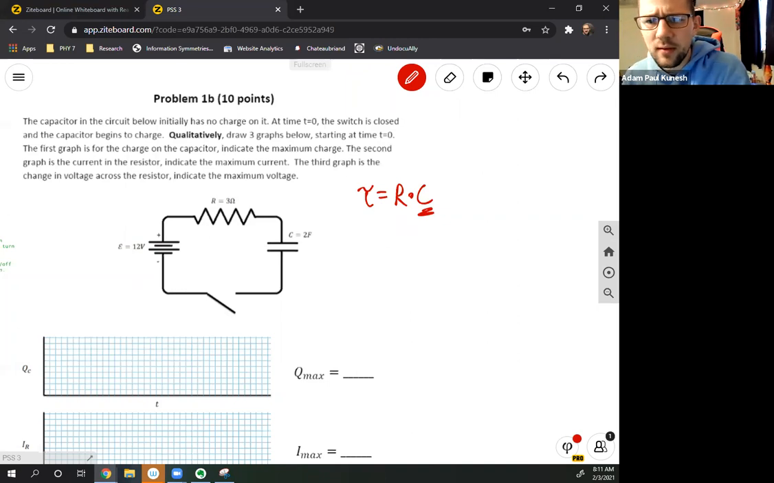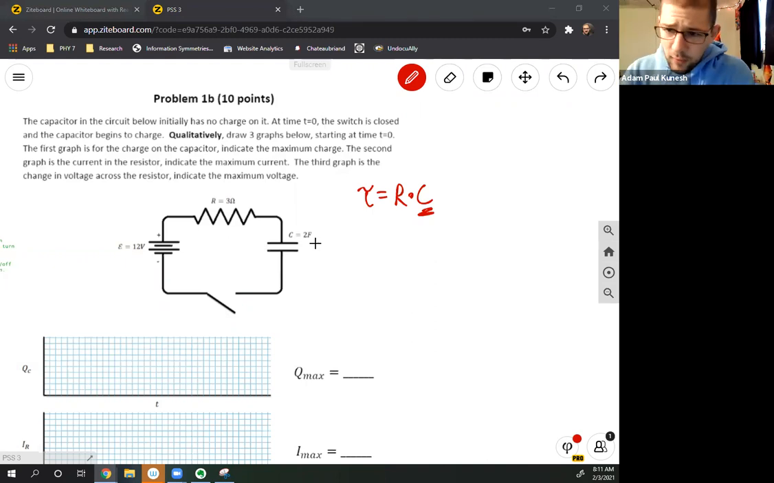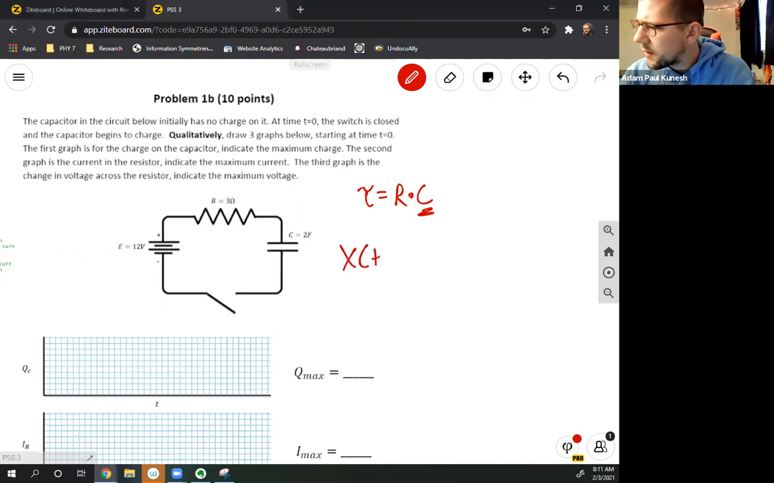Question about the time constants. In the context of an equation, as a reminder, an exponential decay looks like this. I've got an initial value and then exponentiated to the negative t over tau, which is the same as lambda t. Lambda is 1 over tau.